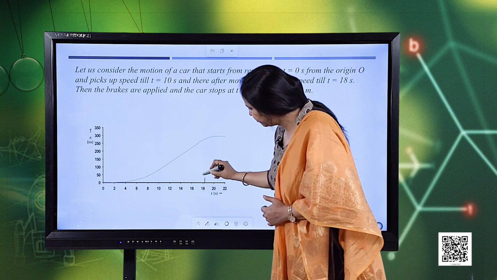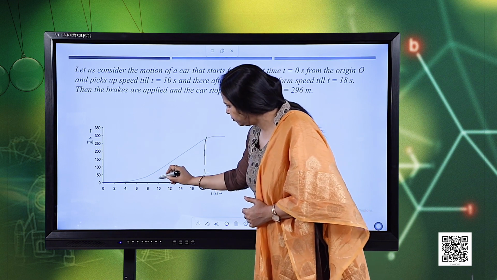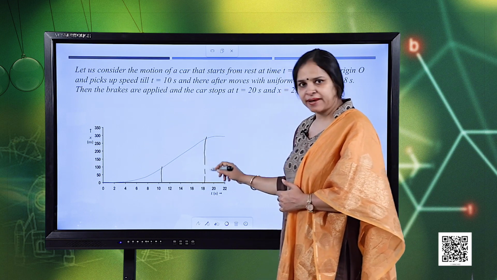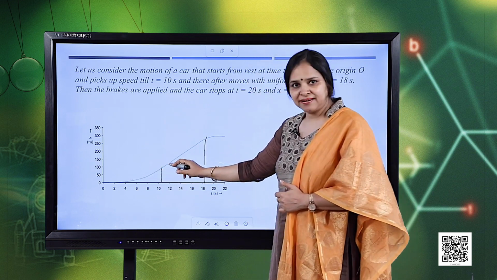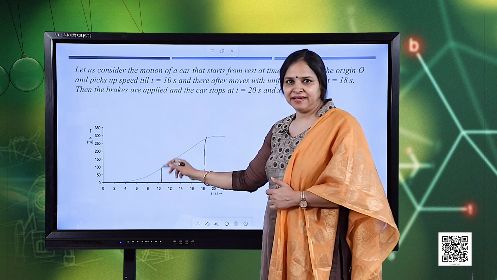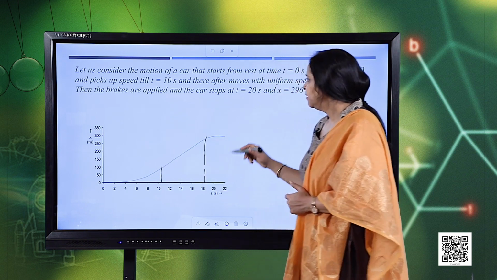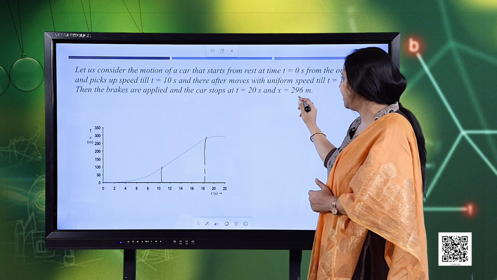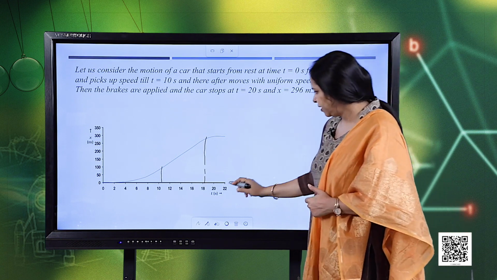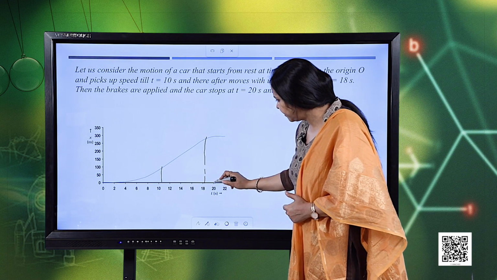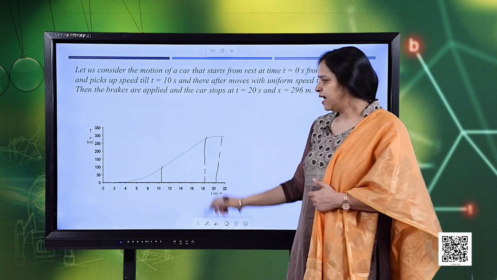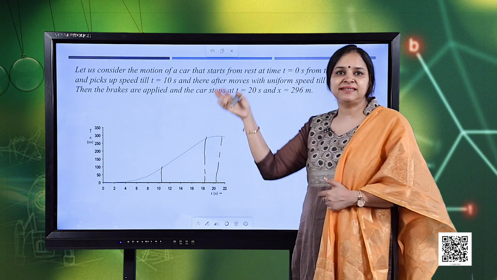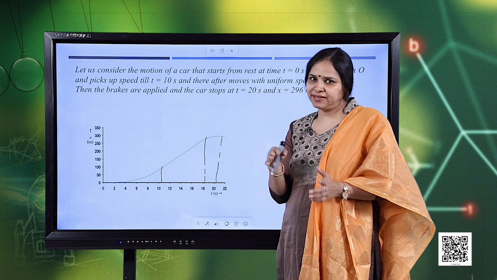In this region, from t equal to 10 to t equal to 18 seconds, we can see a slope which is a straight line inclined to the time axis. Here we can see a curve which shows that the speed, or the velocity, is increasing. Then the brakes are applied and the car stops at t equal to 20 seconds and x equal to 296 meters. Between 18 to 20 seconds the speed or the velocity is decreasing. So, it is a case of deceleration.